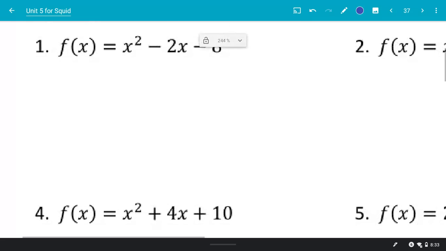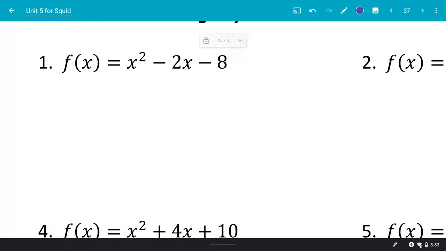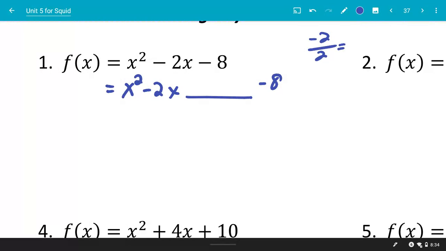Okay, so let's look at number 1. Number 1's normal. It's what we've been working on. I'm going to complete the square. So x squared minus 2x, leave myself a space, minus 8. What am I going to fill in that space? Whatever is required to get me a perfect square trinomial. I'm going to take the middle number, which is -2, divide it by 2, which is -1, and then square it, which is 1. So I'm going to add 1, and I'm going to subtract 1.